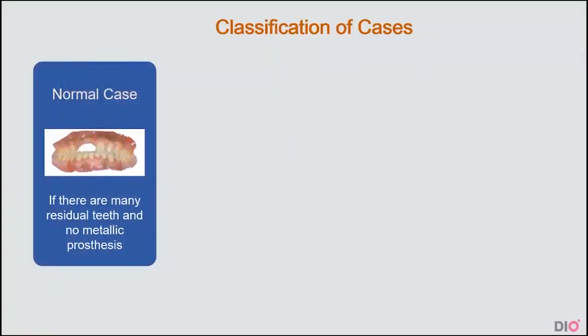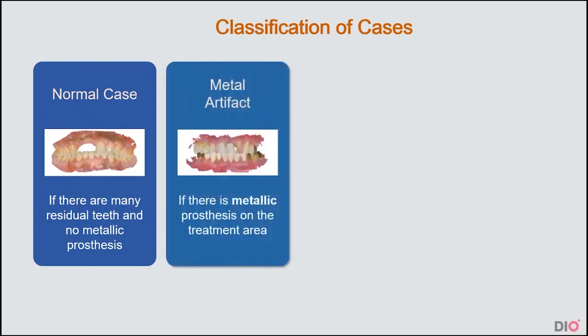The scanning workflow varies depending on the oral condition, so let's see how to divide the case according to the patient's oral condition. First, the normal case. This is a case where there are relatively many residual teeth and no metal prosthesis. The second is the metal artifact case. Metal artifact occurs due to the metal prosthesis on the treatment area. Since you must attach a marker in the patient's mouth, you should use a scanning method that considers marker attachment.